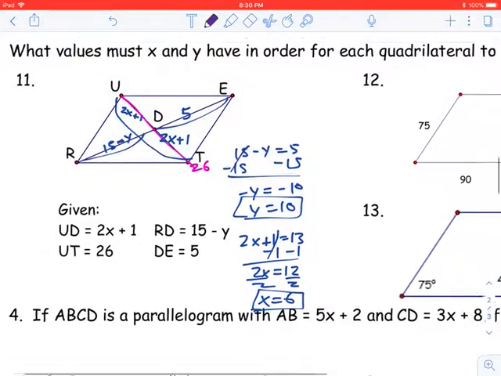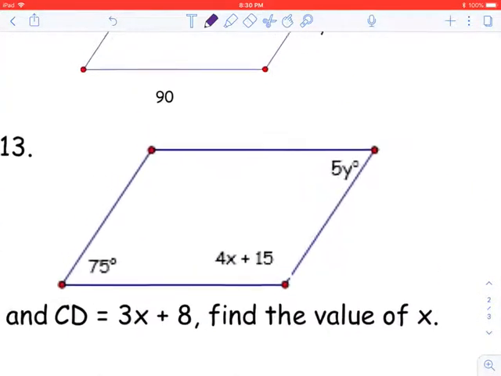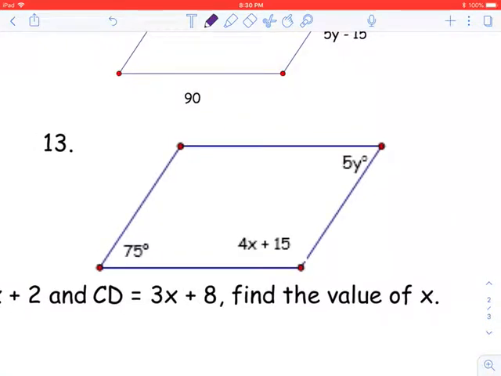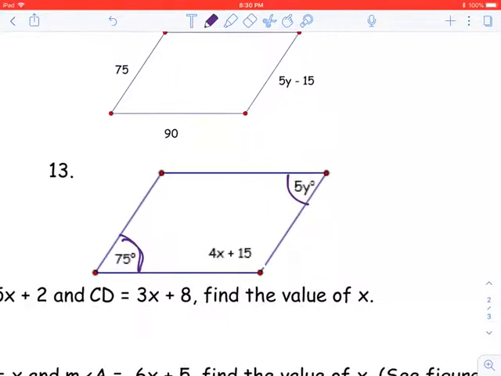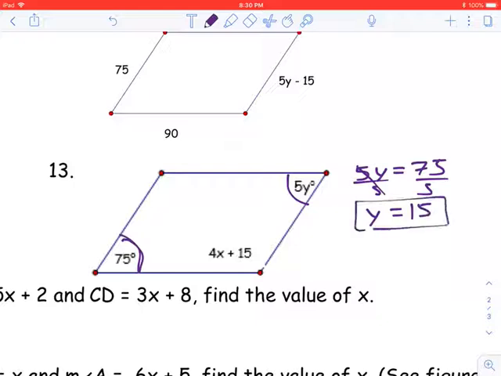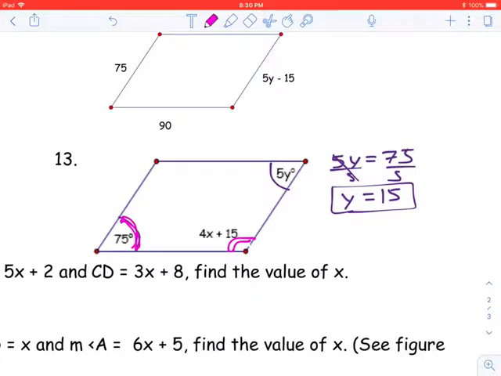So we're trying to do the same thing for 13. What does y and x have to be for this? So in this case, first, opposite angles are congruent, so 5y equals 75. That's easy. Just got to divide by 5. 75 divided by 5 is 15. And then, since it's a parallelogram, I know these two angles are supplementary. So I can say 4x plus 15 plus 75 equals 180. And then I solve from there.